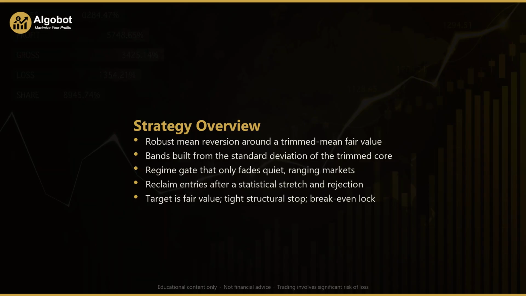On top of that, the strategy adds a regime filter. It only looks to fade a move when the market is genuinely ranging, meaning the trimmed center is roughly flat over a short look back. Strong trends are skipped entirely, so the strategy tries to avoid the classic mean reversion mistake of fighting a runaway move.